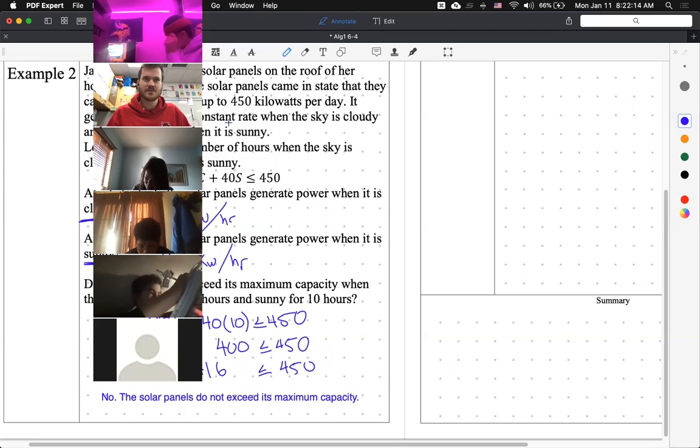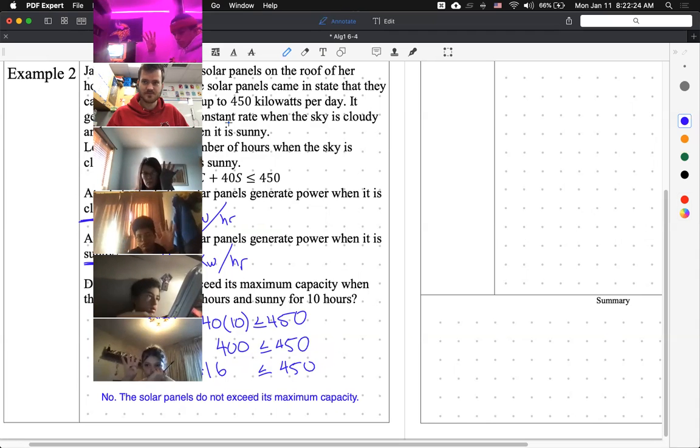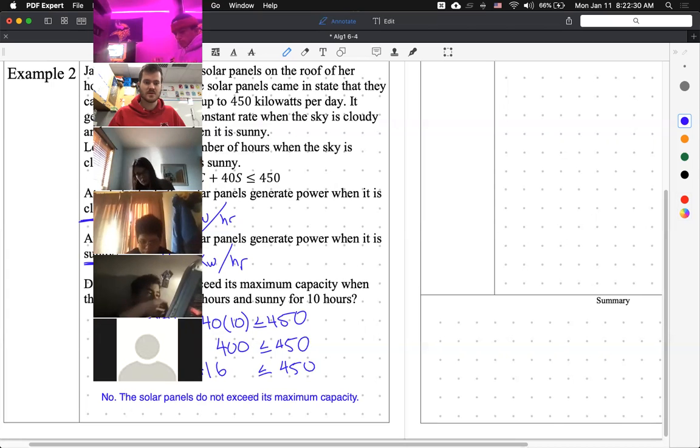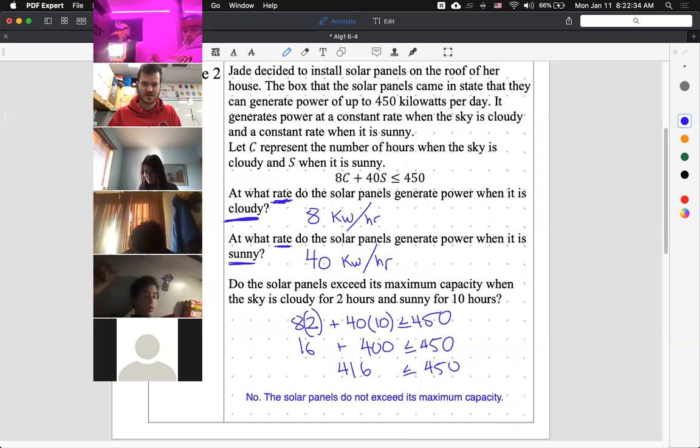All right, so slightly different types of questions for example 2. You guys want to give me a quick fist of 5 for example number 2? I'm seeing a 4, a 5, a 4, a 5, a 4. Got a 4 in the chat. Okay, let's move on to our final example. So I'll zoom in here.